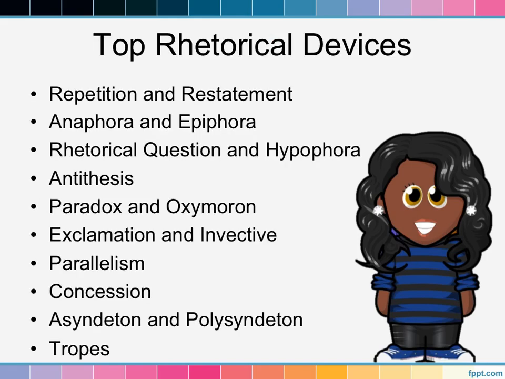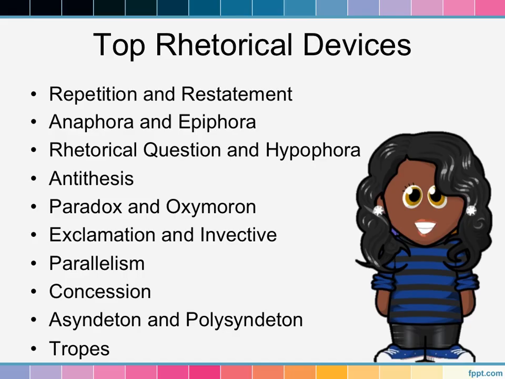So these are some of the top rhetorical devices and the ones that I would really like for you to become an expert on. First, you see repetition and restatement. Those are very common. You think you know what they are, and there is a little bit of confusion, so we're going to clear that up today. Next is anaphora and epiphora. These two are intentionally placed together so that we can look at what they are and see how we can remember which one is which.